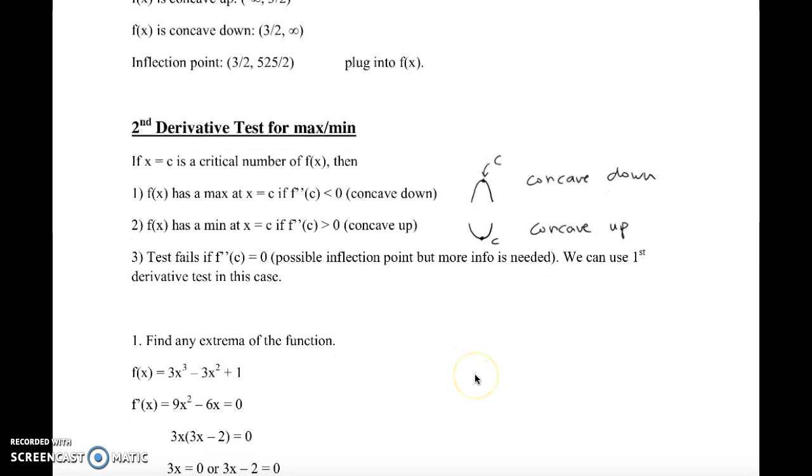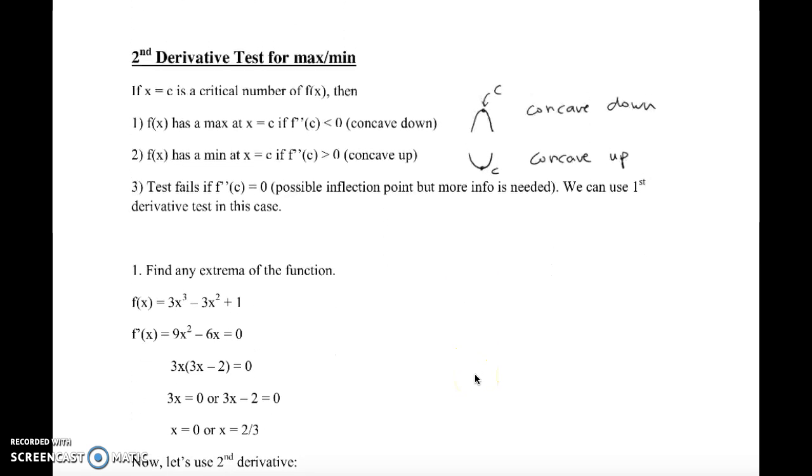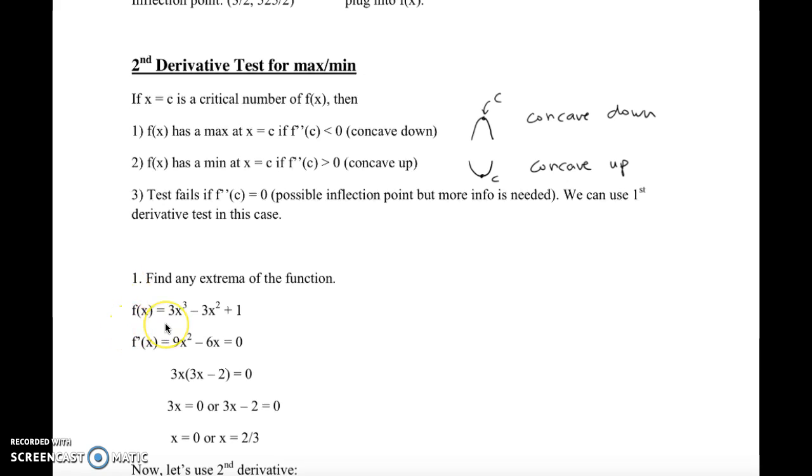So if we want to find some extrema of this function, we have f of x is equal to 3x cubed minus 3x squared plus 1. So we're expecting a sort of cubic function here. I'm going ahead and taking the first derivative. We get 9x squared minus 6x, and we're going to set that equal to 0. This is going to give us our critical points.